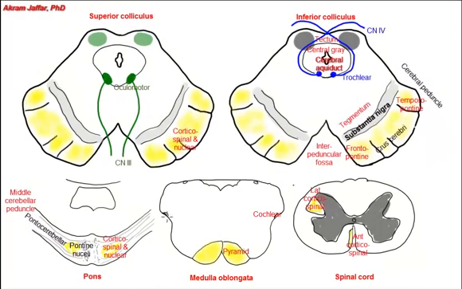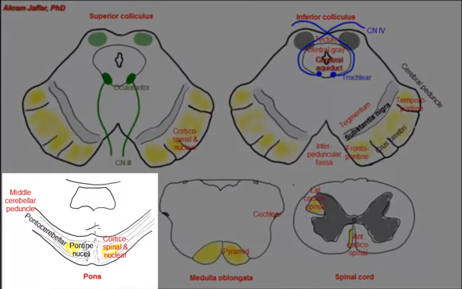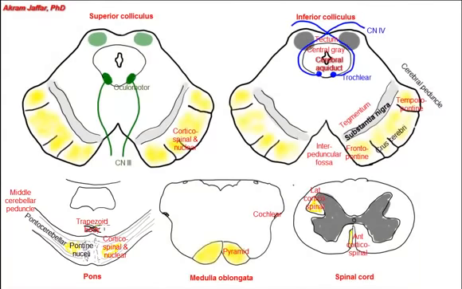And then the second order neurons from these cochlear nuclei will cross the midline and form the trapezoid body. Then the fibers will ascend in the lateral lemniscus. This is the lateral lemniscus at the region of the pons. Actually, it is the medial lemniscus here, and the medial lemniscus at the lateral part of it contains fibers of the lateral lemniscus.